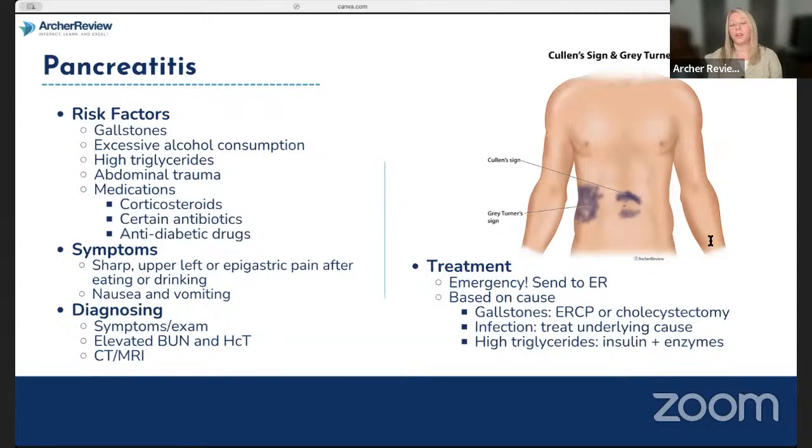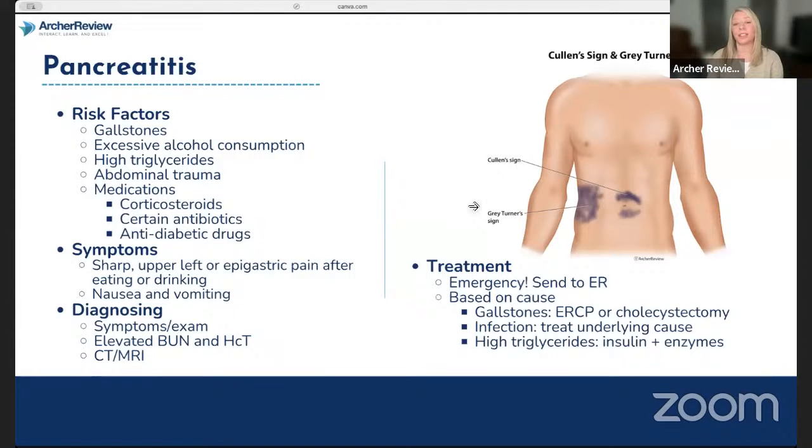So diagnosis is based on symptoms and exam. So symptom-wise, we'll have all these symptoms I just listed, and exam-wise, you'll see very specific things. Two of those being the Grey Turner sign, which is flank ecchymosis or bruising, and the Cullen sign, bruising or ecchymosis around the umbilicus. We'll also run some lab tests like BUN, hematocrit, lipase, amylase, and do a CT or MRI to confirm. Treatment-wise, this is an emergency.